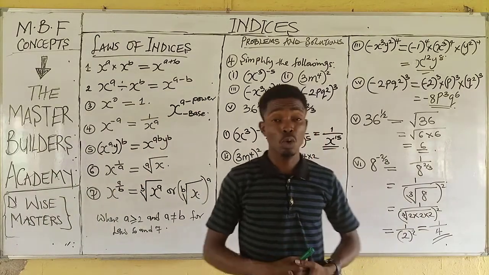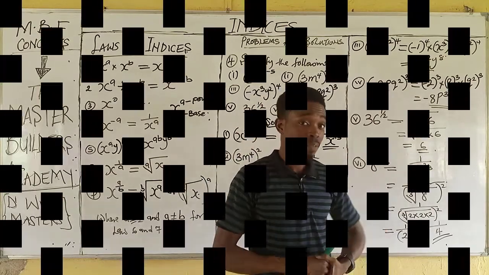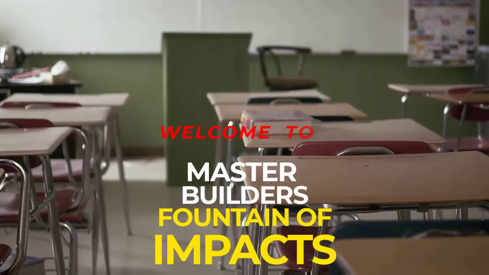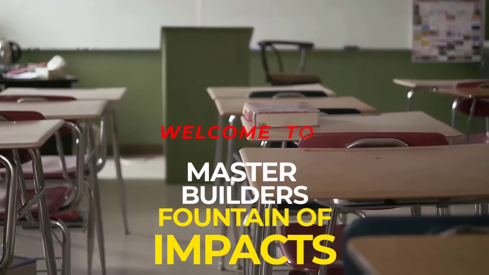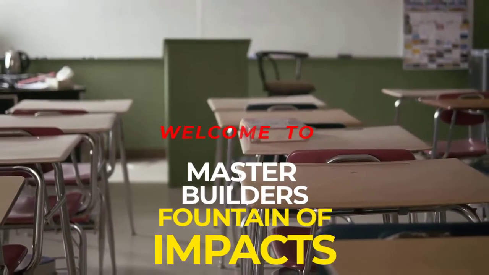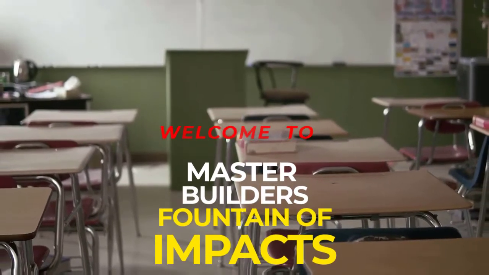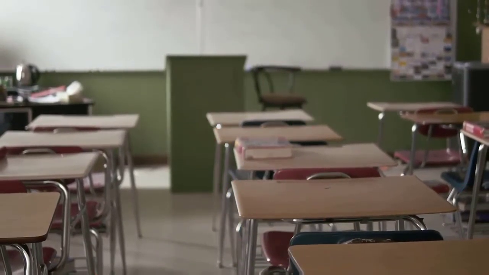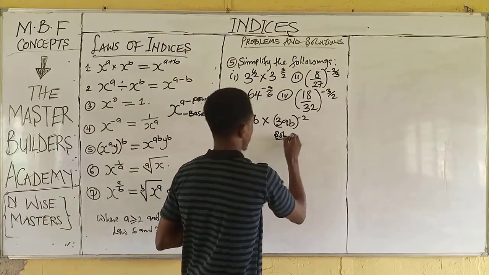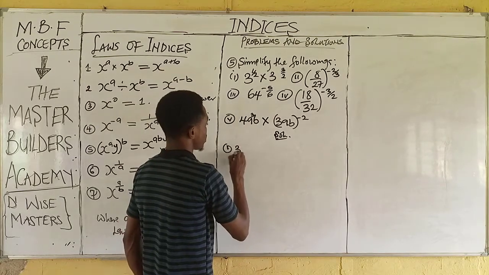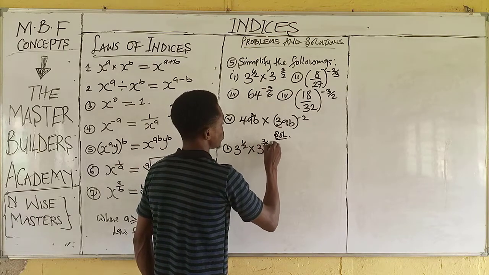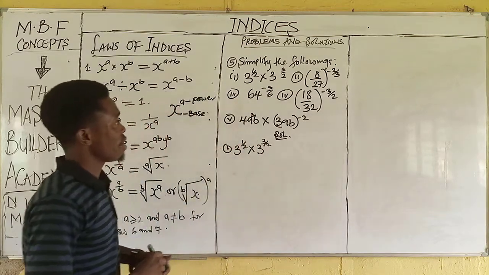So guys, we are going to start looking at question number 5 as a continuation of the same video. Question number 5 on the board, we are asked to simplify the following. Now we have our solution. Number 1, we have 3 raised to power 1 over 2 multiplied by 3 raised to power 3 over 2. This is what we have here.